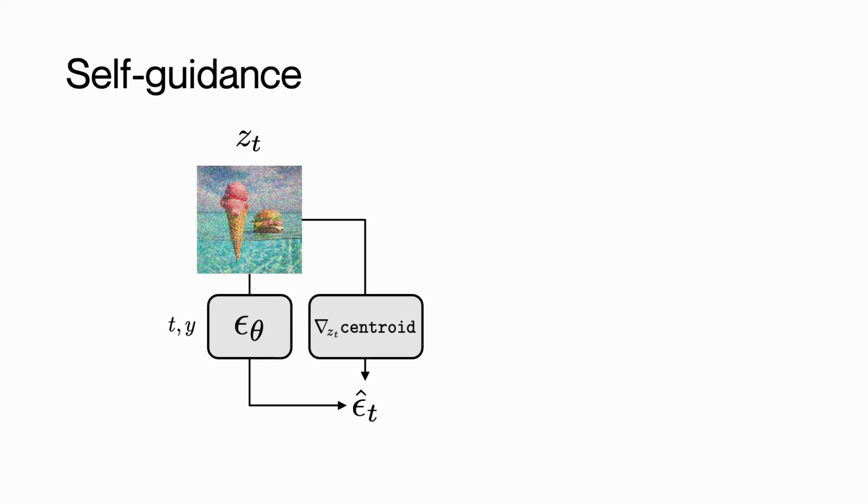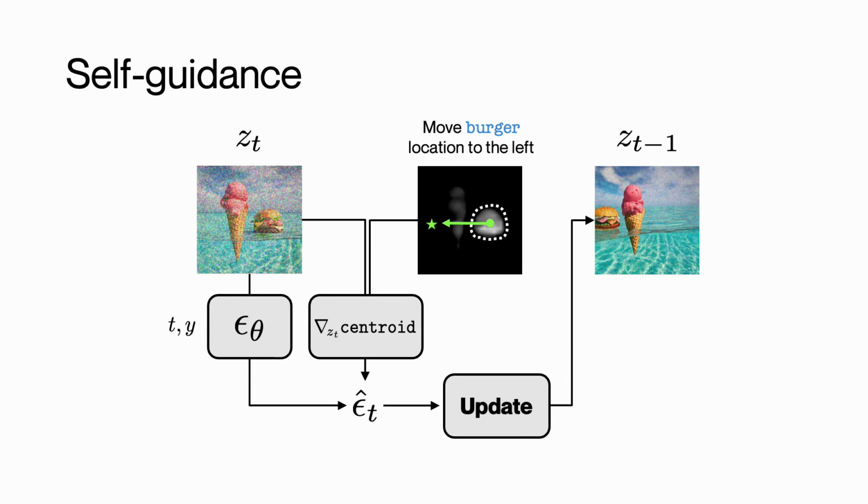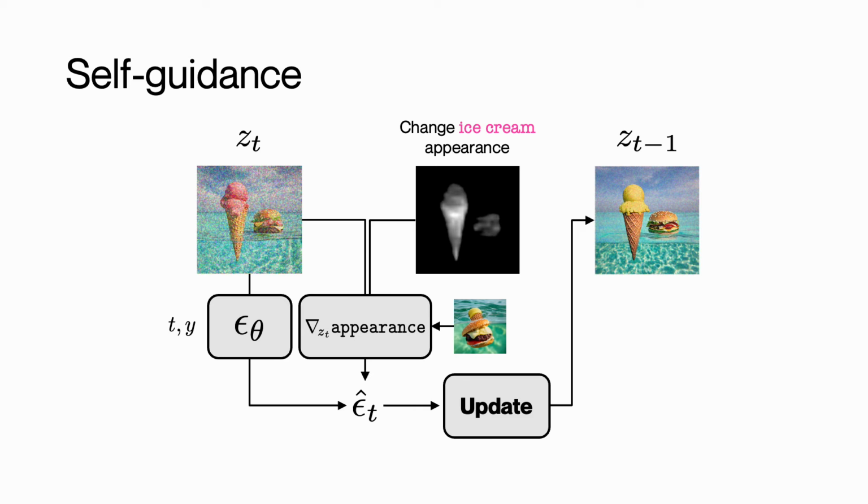For example, we can guide the center of the attention region corresponding to the word burger to the left, resulting in an edited image like the one shown here. We can also stretch the burger attention region to be twice as tall, or guide the features of the ice cream region to match those of a second image, here turning the ice cream cone yellow.